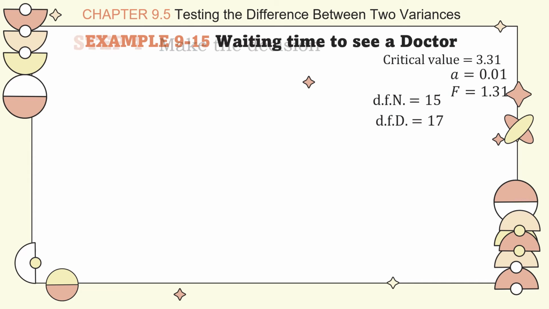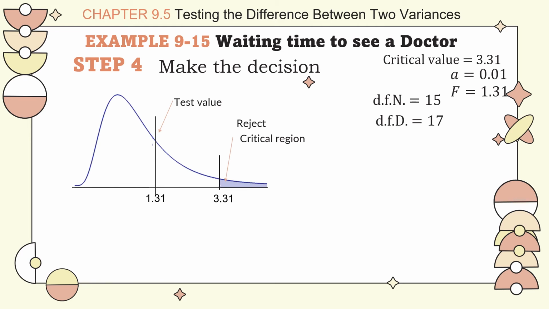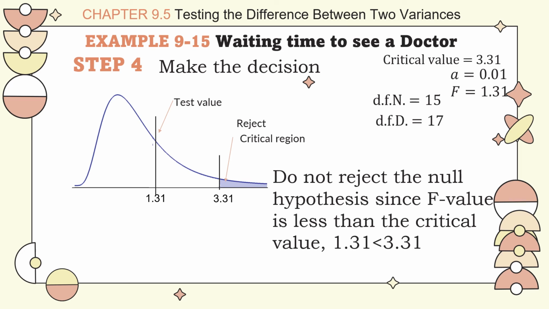Next, step 4, make the decision. Our test value, or the F value, is 1.31 and our critical value is 3.31. So the decision is to not reject the null hypothesis since the F value is less than the critical value. We have 1.31 less than 3.31.